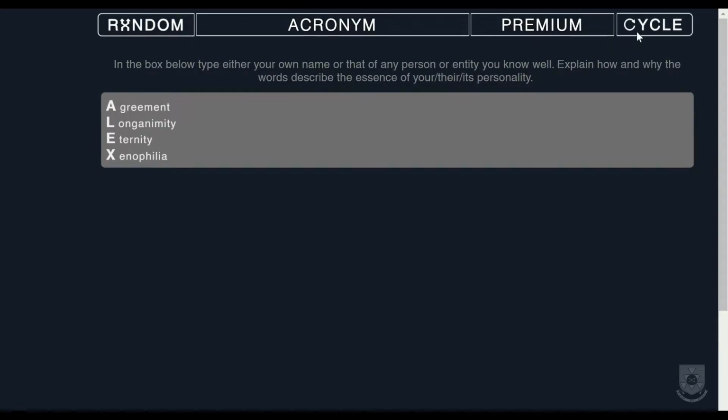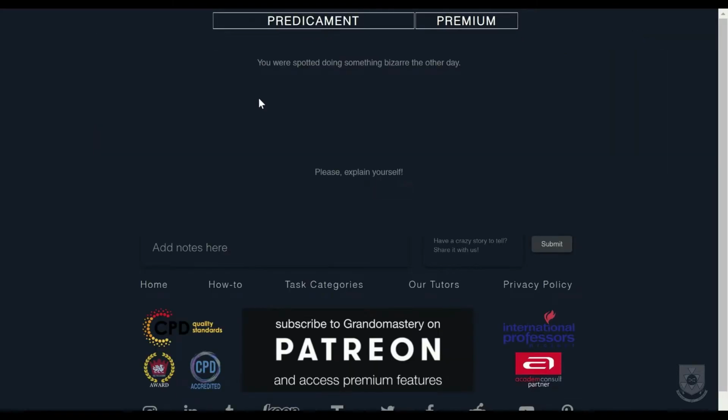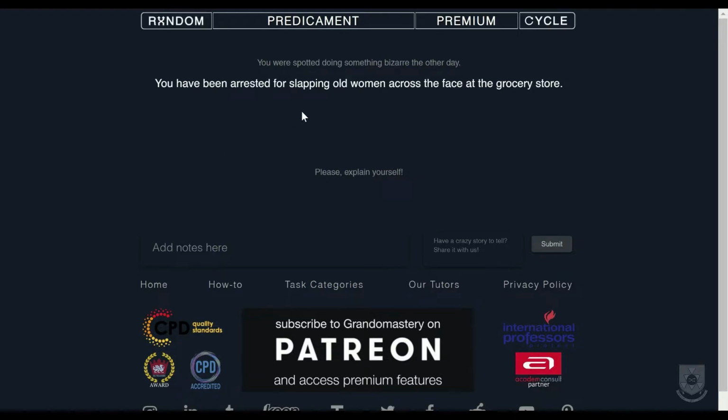The next is predicament, a difficult situation, and you have to explain why you acted in a particular way. You see, you've been arrested for slapping old women, not even women, across the face at the grocery store. Well, we have to explain ourselves, because there should be a reason for this outrageous behavior.